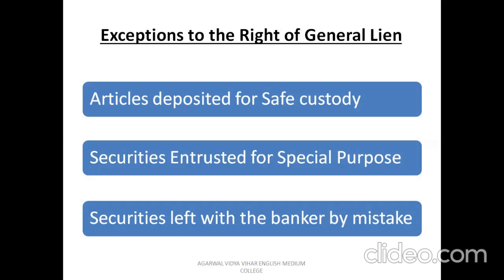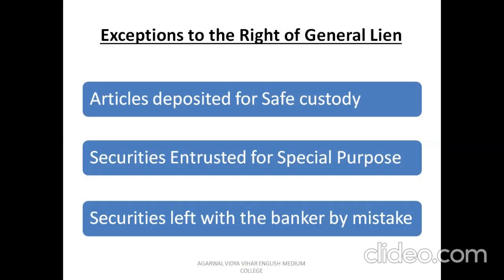For example, I, as a customer, have deposited the documents of shares in the locker. Or I kept my jewelry in the locker. In that situation, what is my objective? That I want the safety of my jewelry. In that situation, the banker does not have any right to exercise the right of general lien on my jewelry which is kept in a locker. Why? Because what is my objective here? My objective is safe custody of that jewelry. So the banker does not have any right to exercise the right of general lien on that type of property which is kept for the purpose of safe custody.